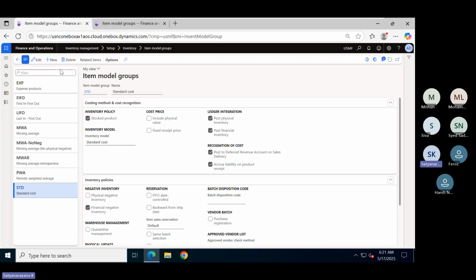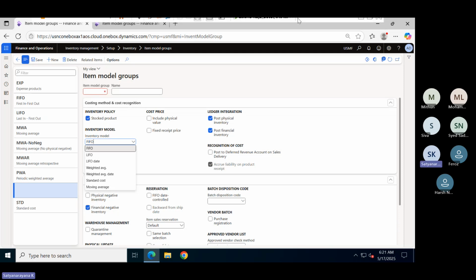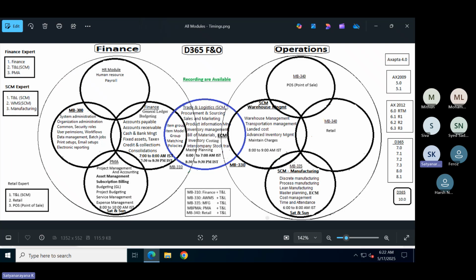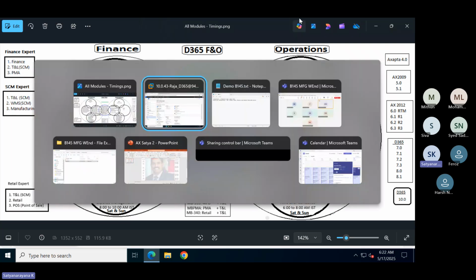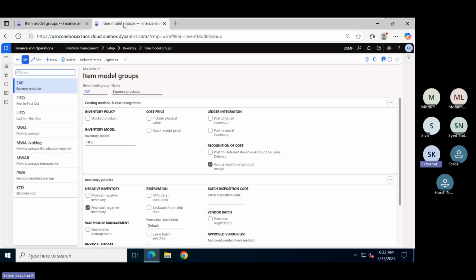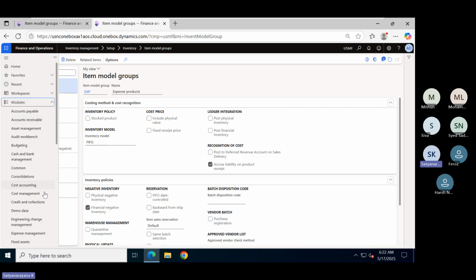If you click on new, these methods are different: FIFO, LIFO date, weighted average date, standard cost, moving average. All methods I will teach in this SCM supply chain management, but standard cost method I will teach in this session only. This is designed for manufacturing. Now let me go back.